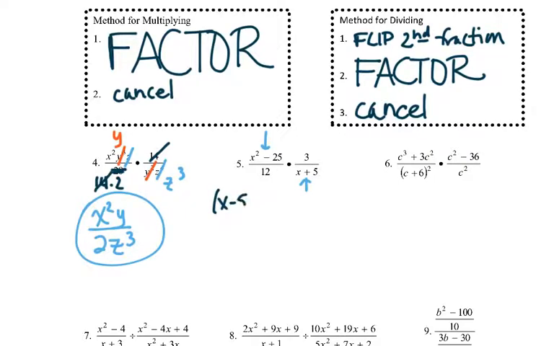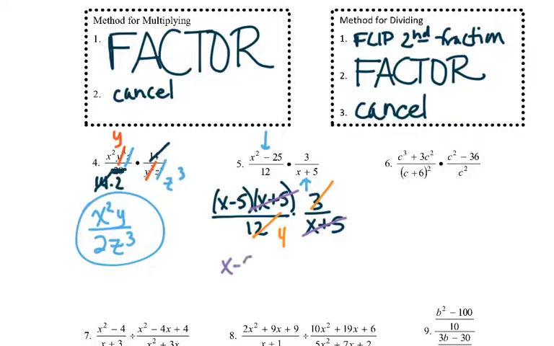So x squared minus 25, x plus 5, x minus 5 over 12 times 3 over x plus 5. Then we would say 3 goes into 12 4 times, and cancel the x plus 5s. The whole expression cancels. Not x 5, 5, but x plus 5 with x plus 5. Good. What happens in number 6?